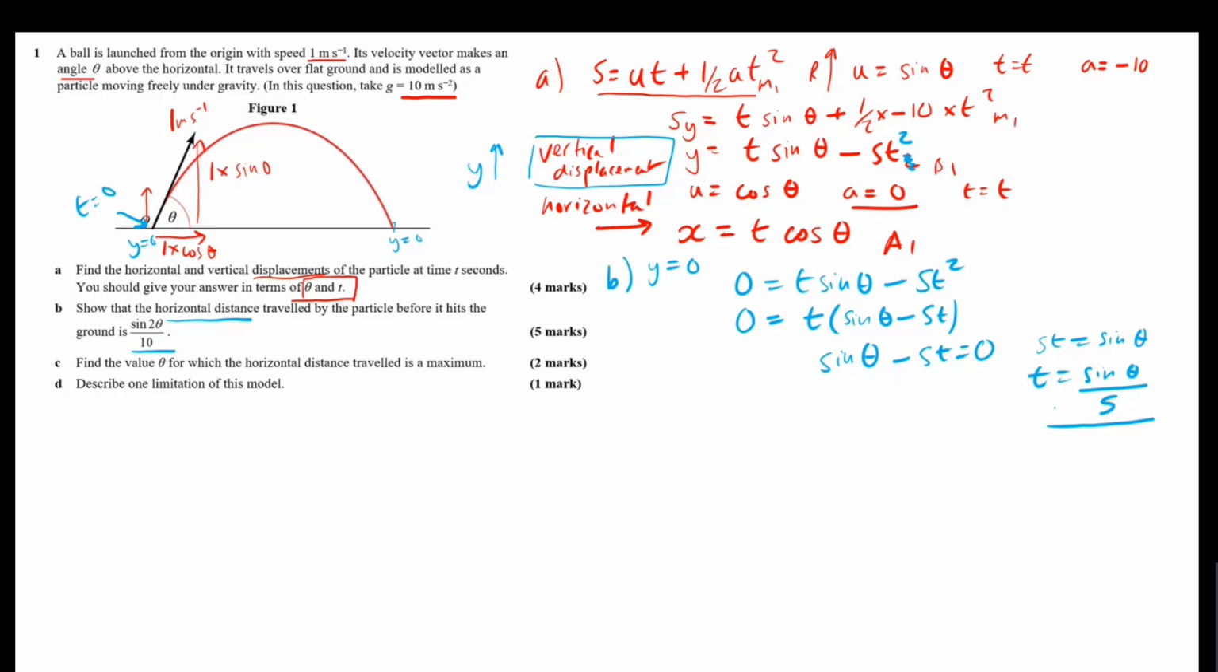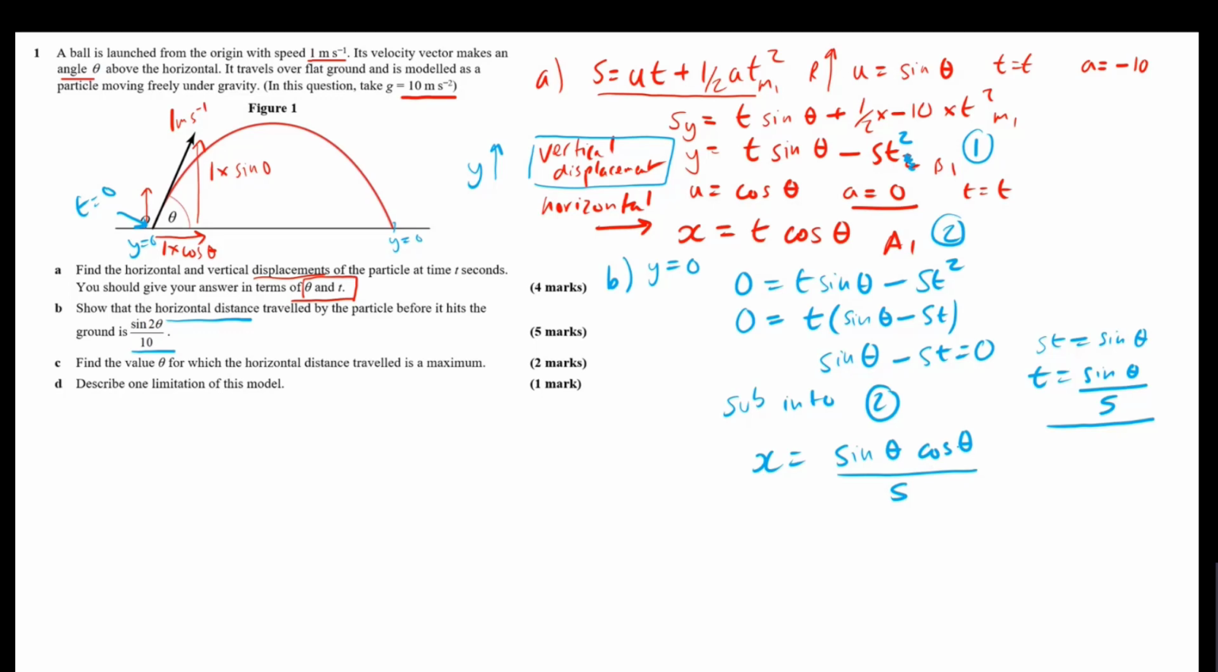So what can we substitute this into? What formula can we substitute this into? I call that equation 1 and equation 2. Yeah, sub time into the horizontal, that's the only one we can do. So I'm going to write sub into 2. So x equals sine theta, that's all over 5, cos theta.